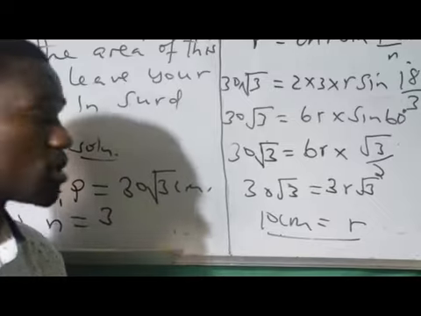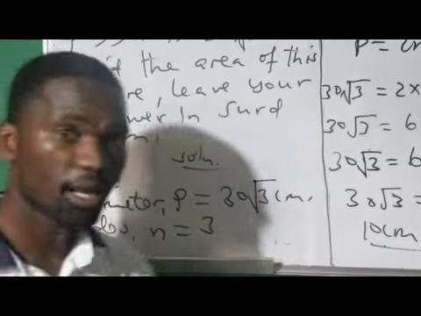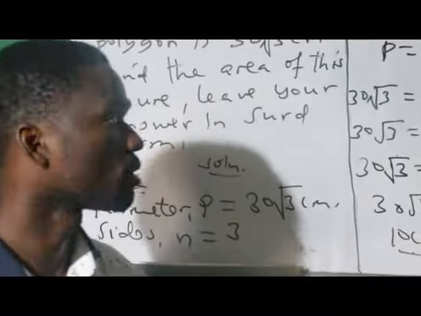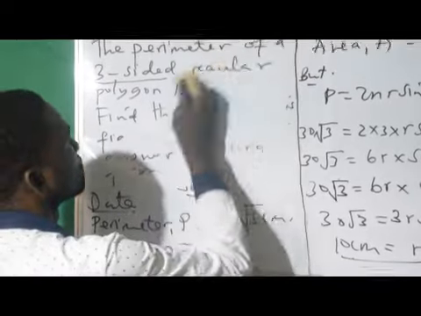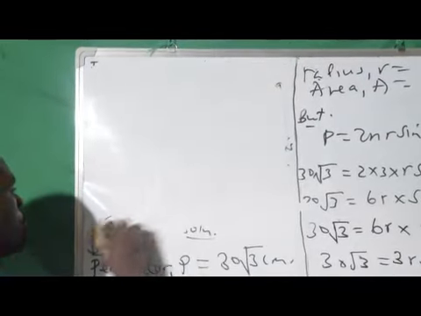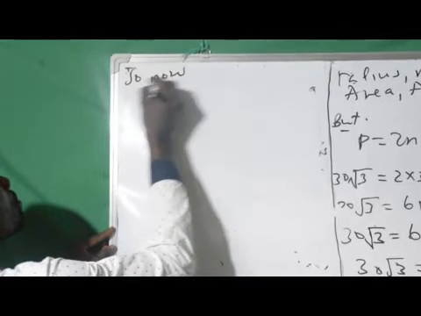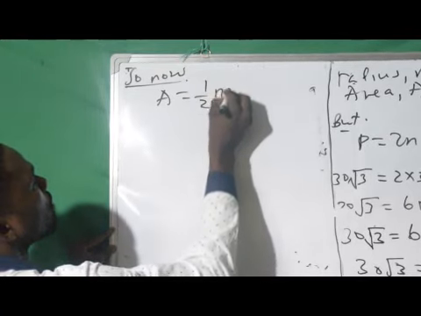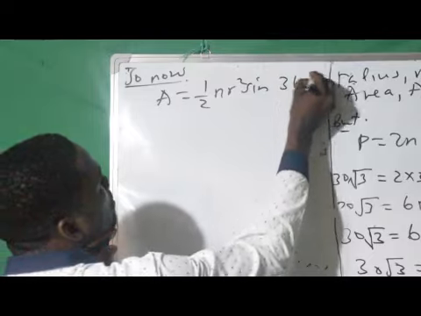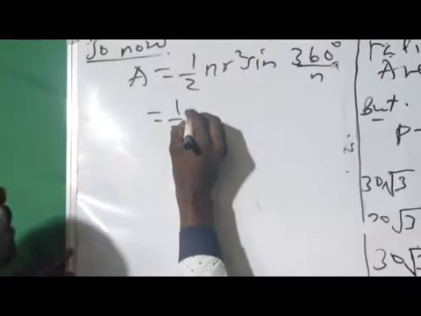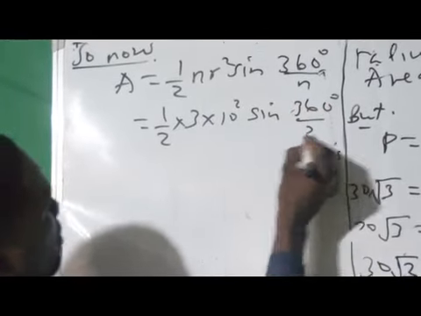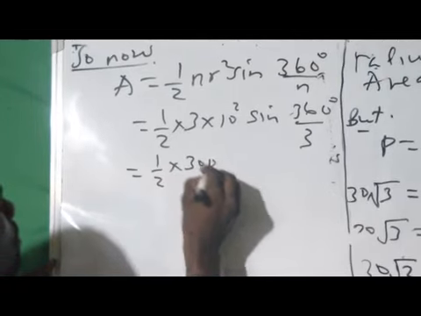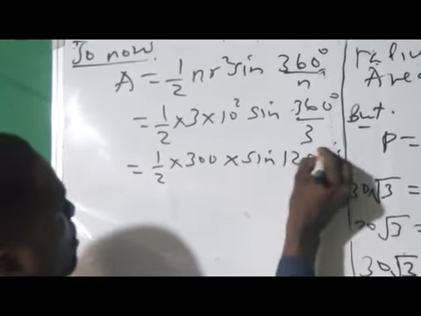Now the obstacle was the radius, so we take this value of the radius together with the value of n and plug into the formula to find the area of a regular polygon inscribed in a circle. The area equals a half n r squared times the sine of 360 degrees divided by n. This is a half times n, which is 3, times r, which is 10, squared, times the sine of 360 degrees divided by 3. You'll have a half times 300 times the sine of 120 degrees.